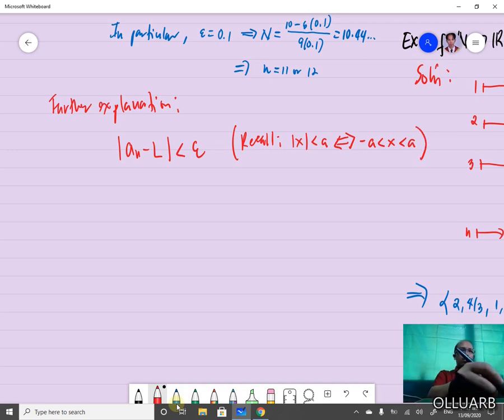We will apply this property of the absolute value to this inequality. So our x here is a sub n minus L, and our a here is epsilon. So this is negative epsilon less than a sub n minus L less than epsilon. If we simplify this, it can be expressed as L minus epsilon less than a sub n less than L plus epsilon.